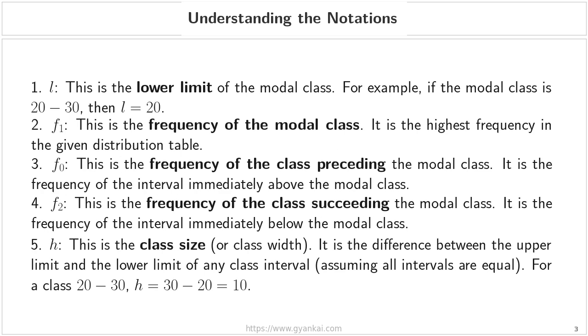Finally, we have the letter h. This stands for the class size, which is also known as the class width. To find this, you just calculate the difference between the upper limit and the lower limit of any class interval, assuming they are all equal. For instance, if your class is 20 to 30, then h equals 30 minus 20, which gives us 10. Once you have these 5 values identified, you'll be ready to apply them to a real-world example, which we will look at in the next slide.